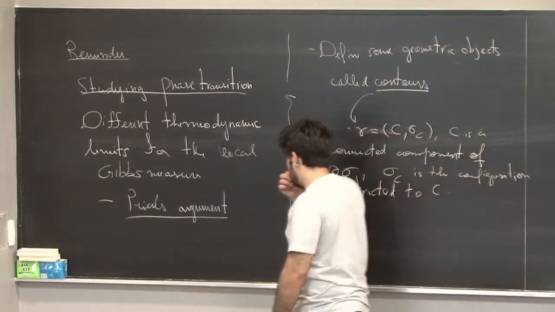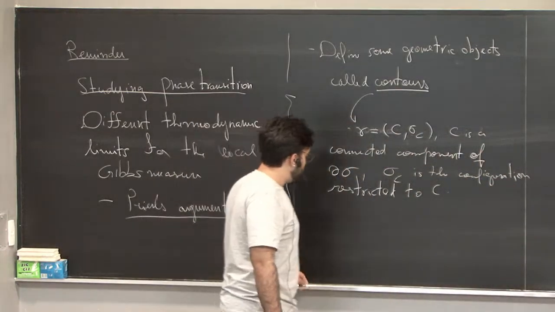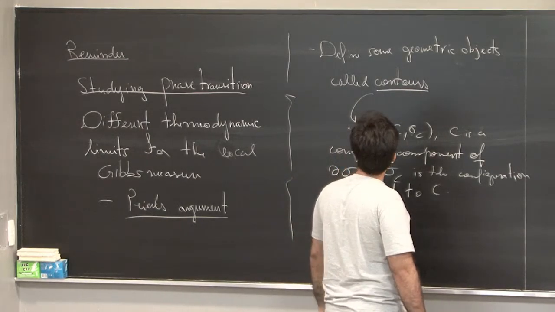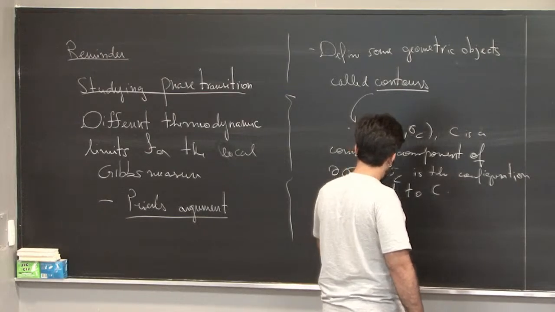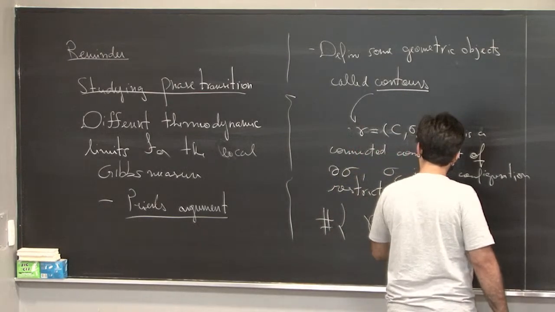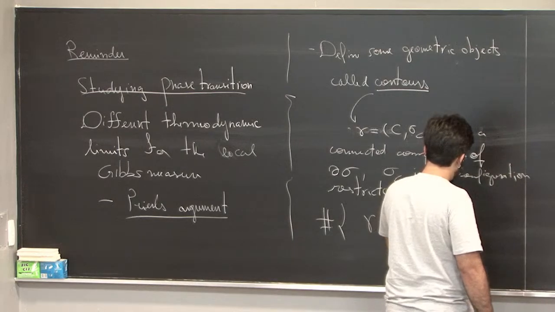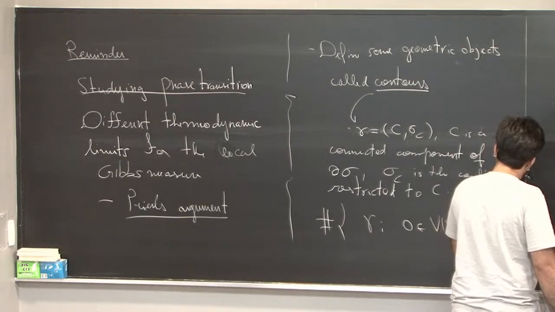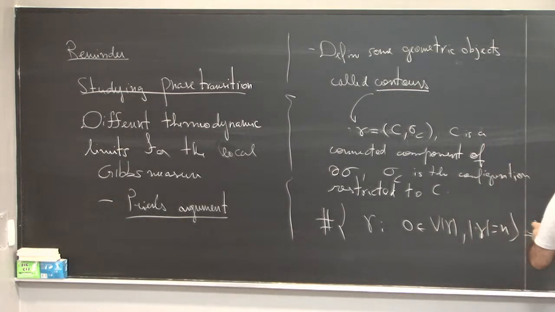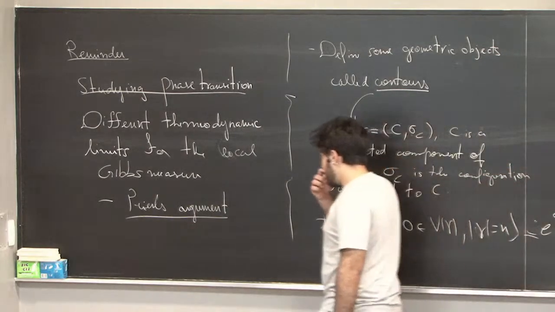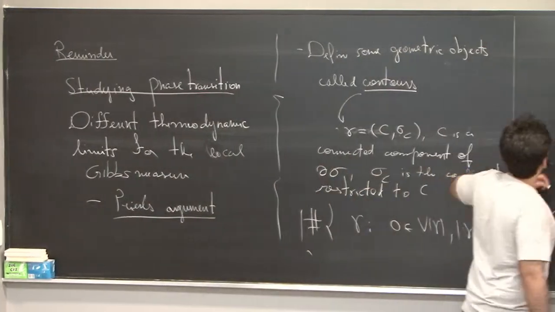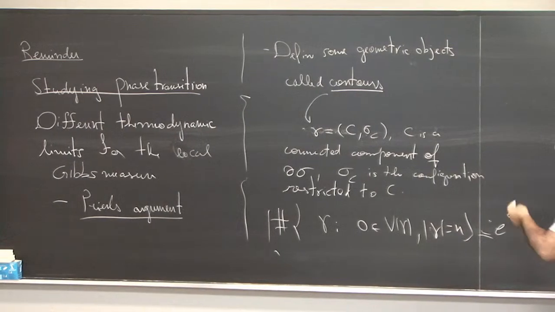Okay, so these were the geometric objects, and then we showed that the number of contours such that 0 is in its volume and the size of the support is equal to n is less than the exponential of some constant times n, and this constant only depends on d. We proved this. And the second ingredient is an energy estimate.